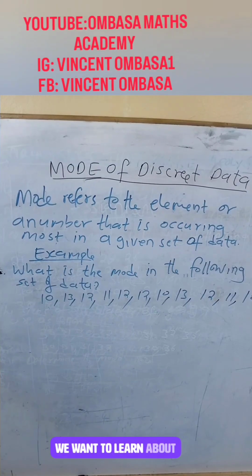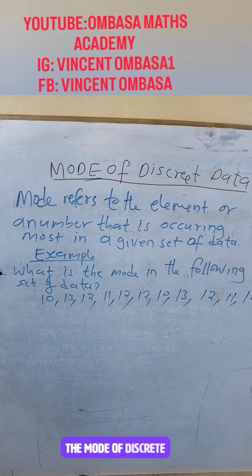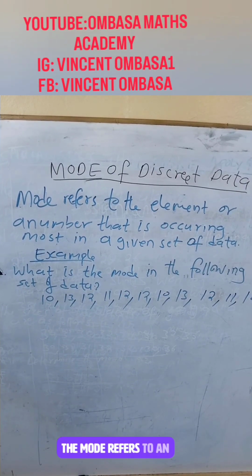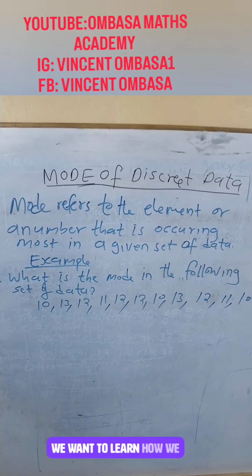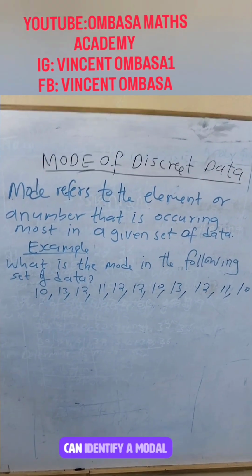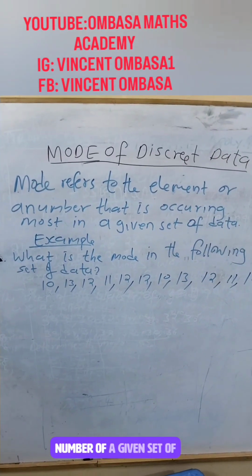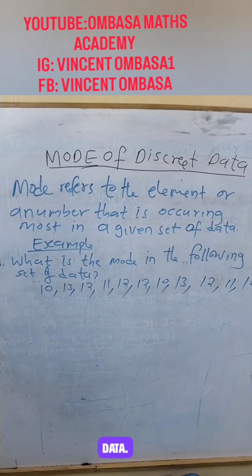We want to learn about the mode of discrete data. What is the mode? Mode refers to an element or a number that is occurring most in a given set of data. We want to learn how we can identify a mode or number of a given set of data.